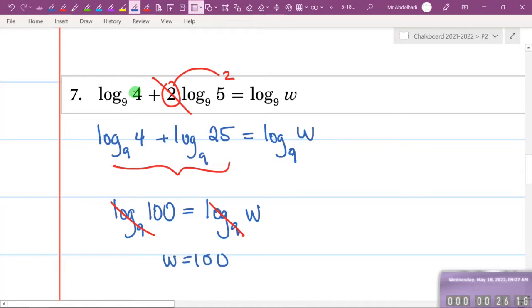Do I plug the 100 into here? No, there's no w. Here? No, there's no w. Here? Yes. And if I did that, I would have log of 100, which is fine. So yeah, I'm going to box my answer.